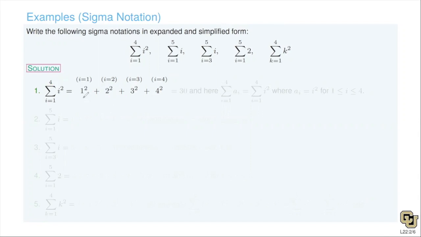And so now we can do the sum. 1 squared, that's 1, plus 4, plus 9. So that's 5 plus 9 is 14, plus 16 is 30. So sigma going from 1 to 4 of i squared is a really annoying way of writing 30.